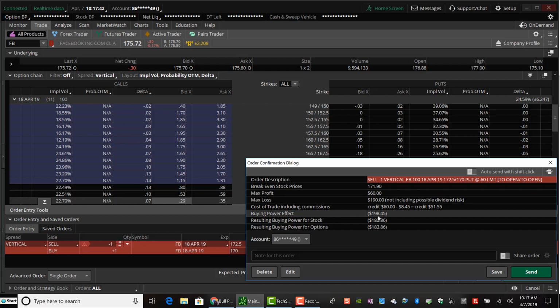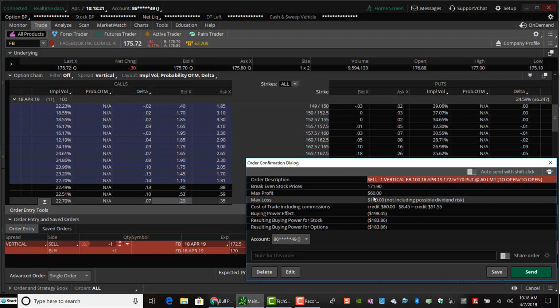All right, and it tells you what your buying power effect is. So you would need to at least have $198.45. That is your buying power effect. Okay. Now the credit that you're going to take in is $60. So $60 to put on this trade, and you get to keep that $60 as long as you stay above the long strike price. Now, a lot of people look at this and say my max loss is 190, because that's your buying power effect. You've got to have a certain amount of buying power, and yes, that could be your max loss if you fall below the long strike that you purchase.